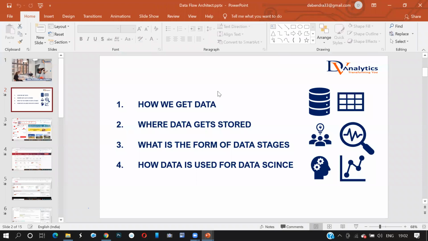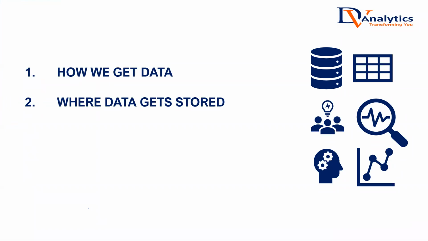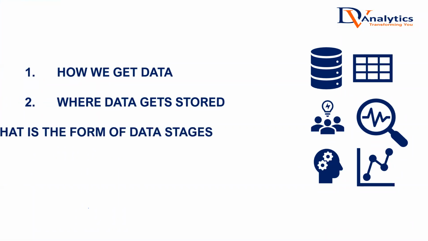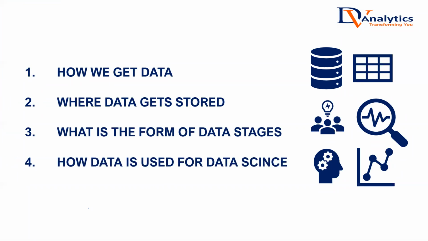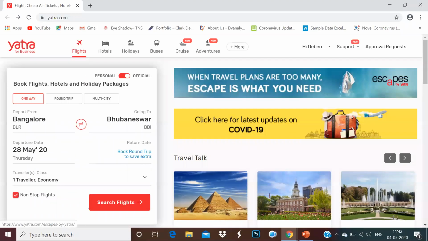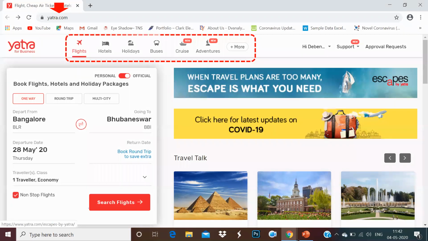Before going to the next, let me tell you guys, we understood how we get data and where data gets stored. We also spoke about the forms of data stages. We discussed how data is used for data science. The next part is the journey. Let's have a quick understanding. We spoke about yatra.com. Yatra has different segments. We spoke about only flight as a segment. In flight, we started with understanding whether we are booking the ticket as an individual or through a corporate. Personal means individual, official means corporate.